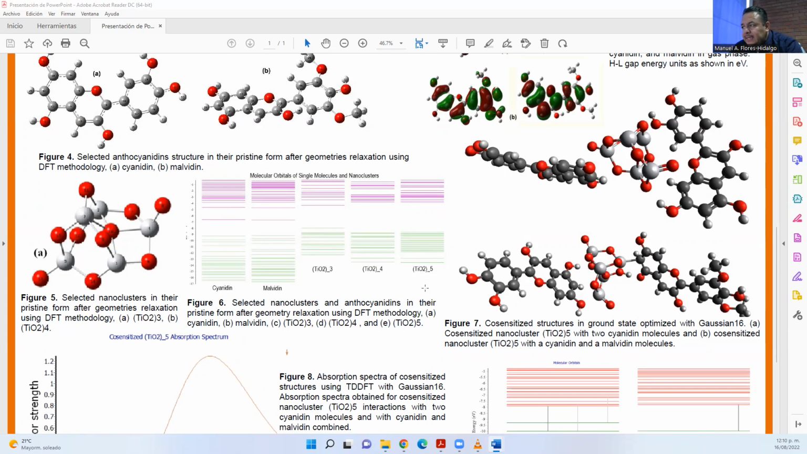nanocluster. But on purpose, I left these two to visualize that they have different behavior, even though they all are titanium dioxide, but the structural differences between the nanoclusters and the number of units that they form, leave us with different configuration of molecular orbitals. This is a very known property of the materials, but we measure it using these computational tools.